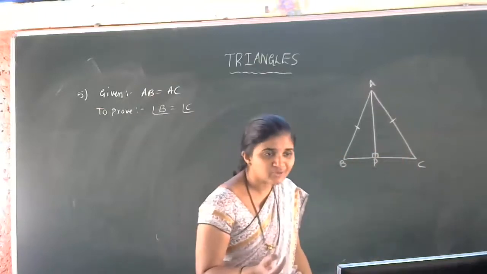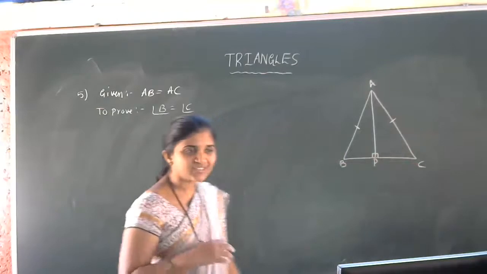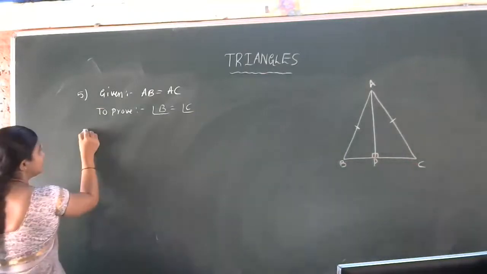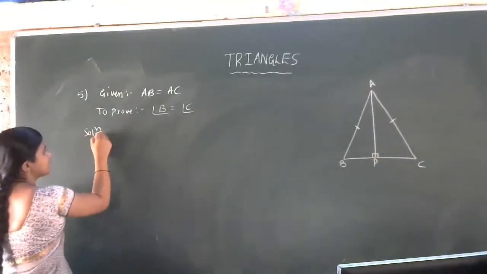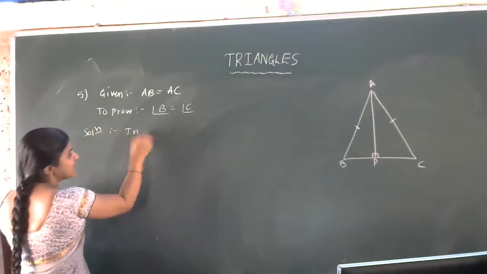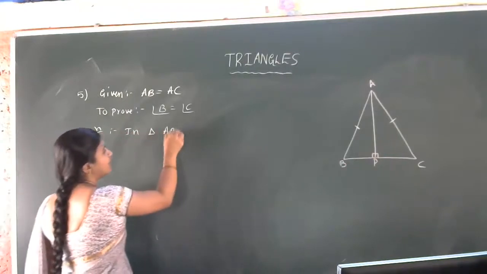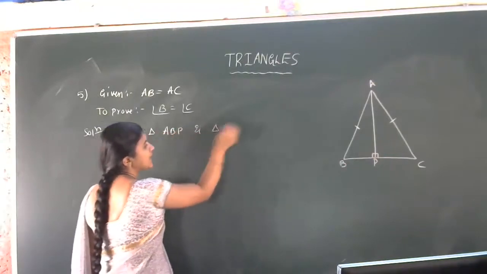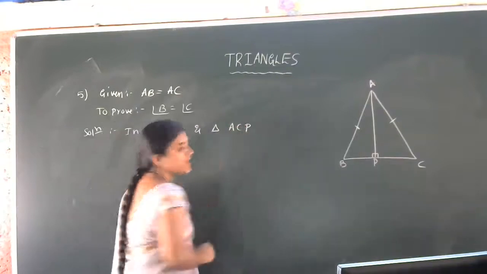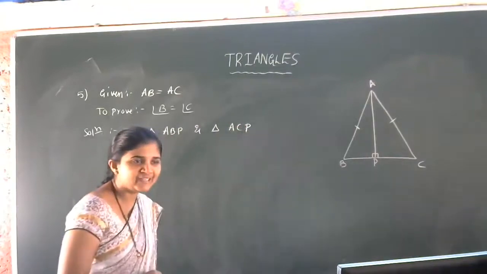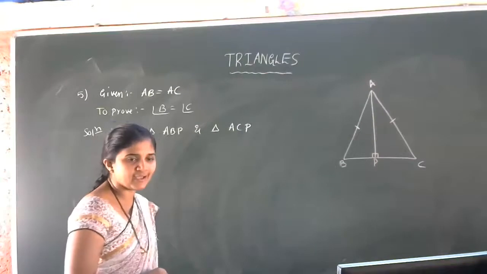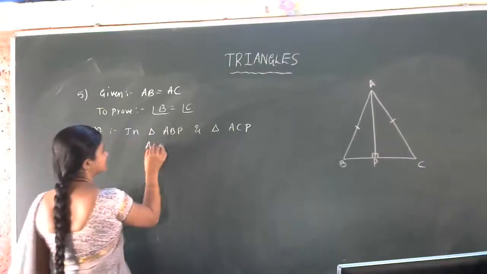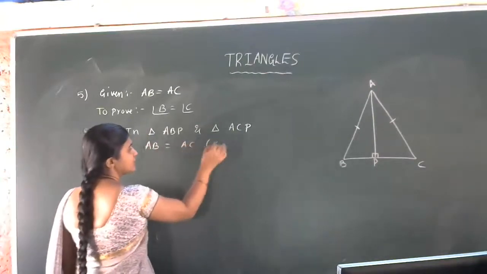So what we have to do here? We have to take the congruency. Let us start with the congruency. Which two triangles do we have to take? In triangle ABP and in triangle ACP. Now can you tell me the first parameter? In triangle ABP and triangle ACP, AB is equal to AC, given.